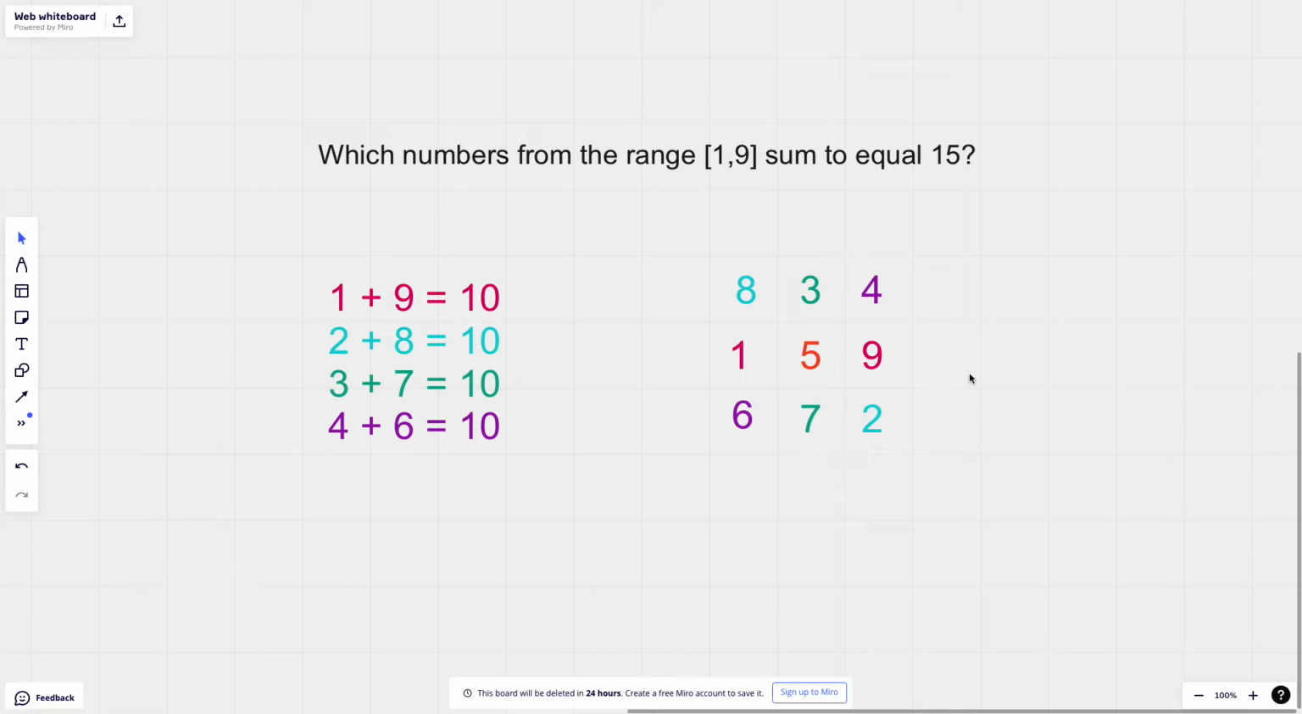Now, does that also account for the top one and the bottom one? Okay, so 7 plus 6 is 13, plus 2 is 15. Perfect. 3 plus 4 is 7, 7 plus 8 is 15. Same concept down here. 8 plus 6 is 14, plus 1 is 15.